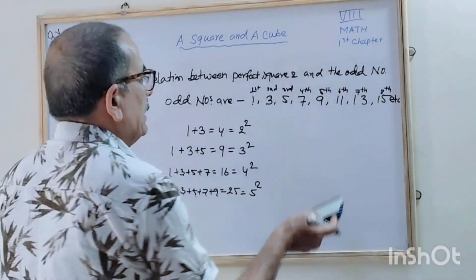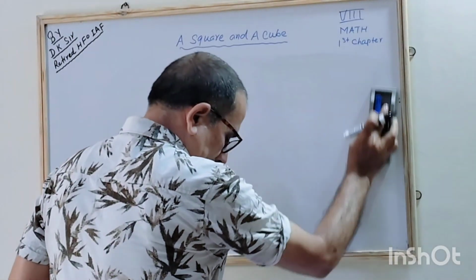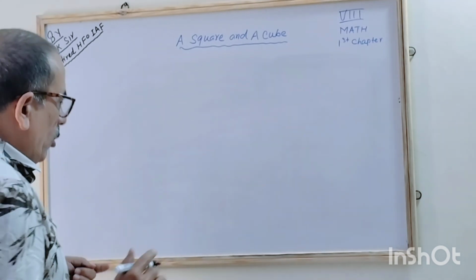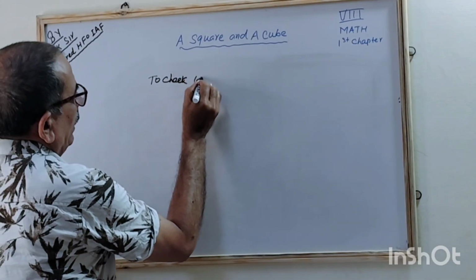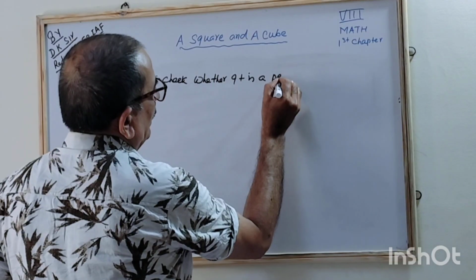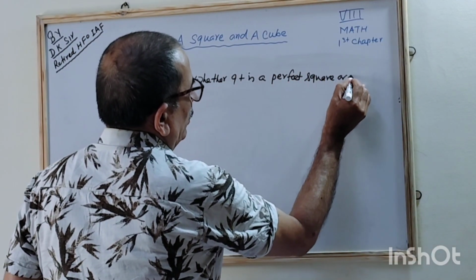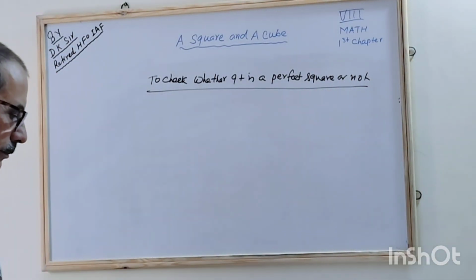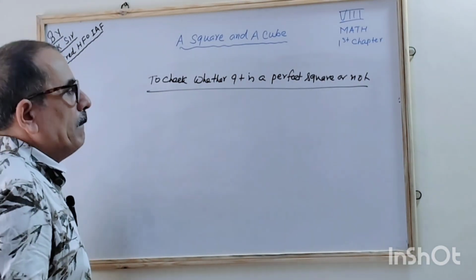Next we will learn about the next topic, which is how to check whether a number is a perfect square or not. Perfect square or not, correct? Whether it is a perfect square or not. How to check it? There are 3 methods by which you can check it.